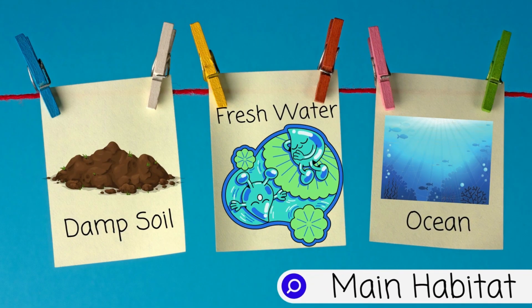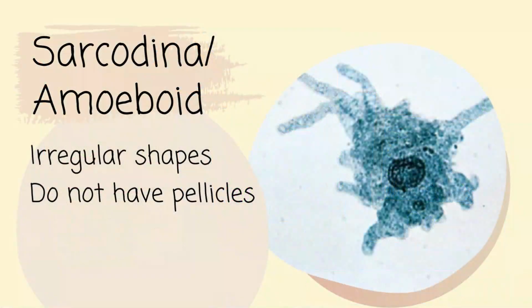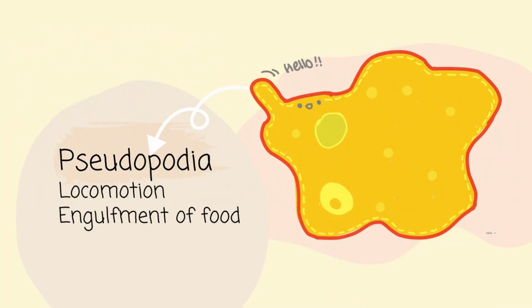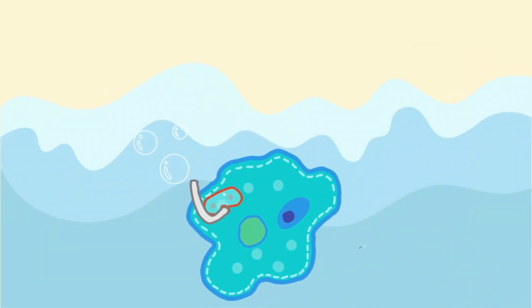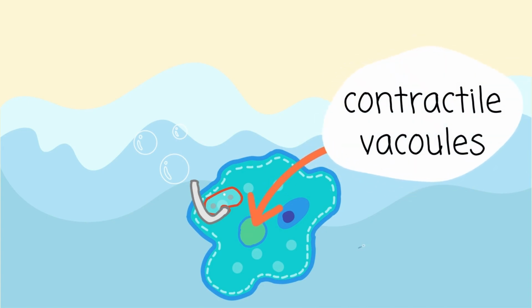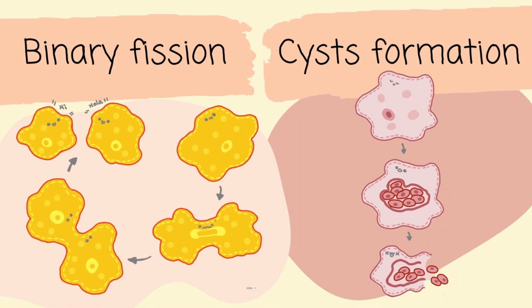Their main habitats are in damp soil, fresh water, and the ocean. They have irregular shapes as they do not have any pellicles. Pseudopodia are very important to Sarcodina as these temporary arm-like projections are used to move and engulf food. Amoeboid living in fresh water have contractile vacuoles which expel excess water from the cell. Reproduction of Sarcodina is mainly by binary fission and cyst formation.